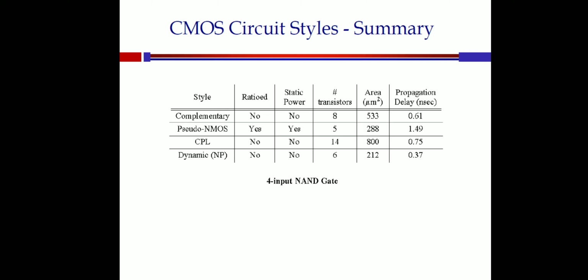Now this slide gives you a summary of all these different styles that we have discussed. Complementary, that is static CMOS, pseudo NMOS, complementary pass transistor logic and dynamic logic. Okay, so this is for the same 4 input gate. Okay, so that's all about these dynamic circuits and the clocked circuit design style.